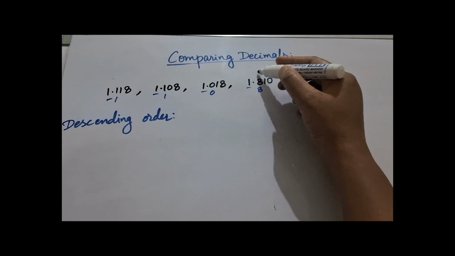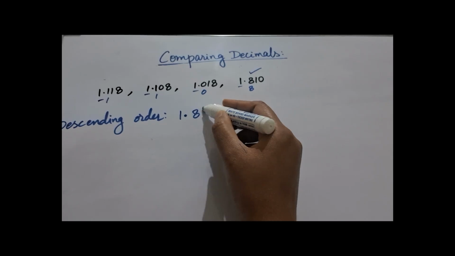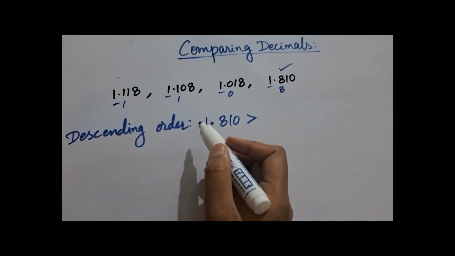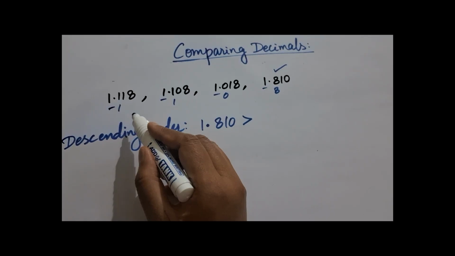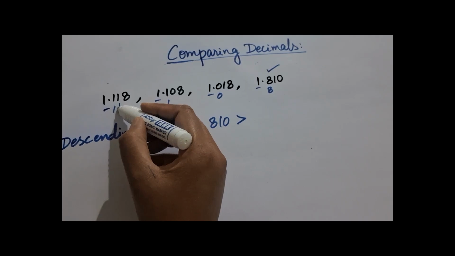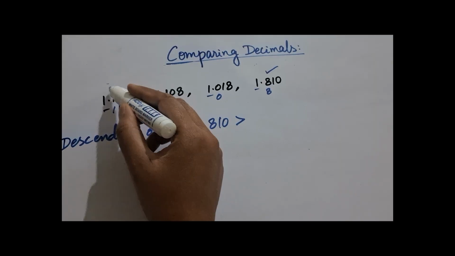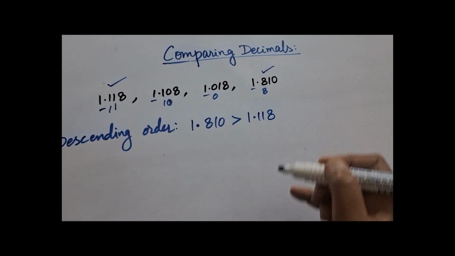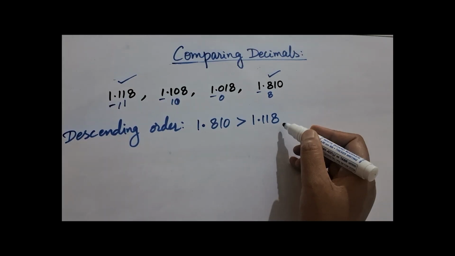Here this one, isn't it? So here it comes, this number 1.810. Okay, this is greater than. Now the next biggest numbers will be either of these numbers. From here we can see that the second digit after the decimal point is here 1 and here 0, isn't it? So the next biggest number will be this one, 1.118. Okay, children. After this, what will be the next biggest number?